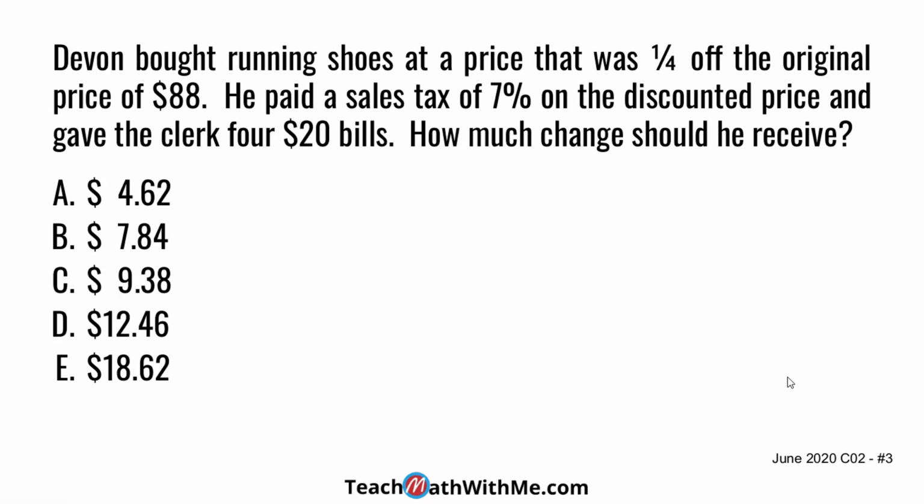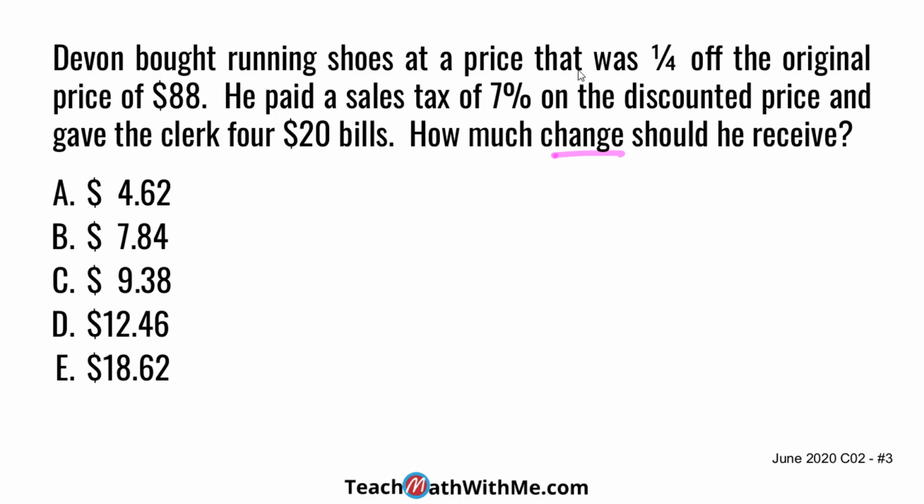A look at this Math ACT question from June 2020. It was question number 3. It says Devin bought running shoes at a price that was 1/4 off the original price of $88. He paid a sales tax of 7% on the discounted price and gave the clerk 4 $20 bills. How much change should he receive?